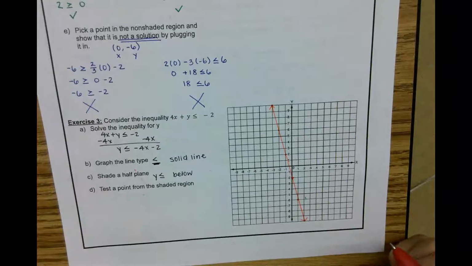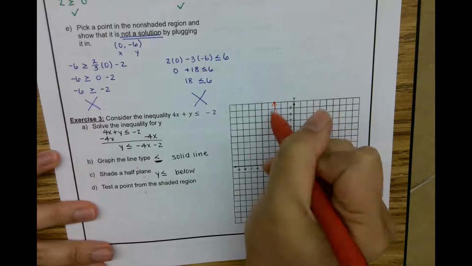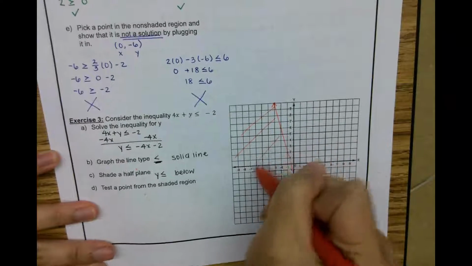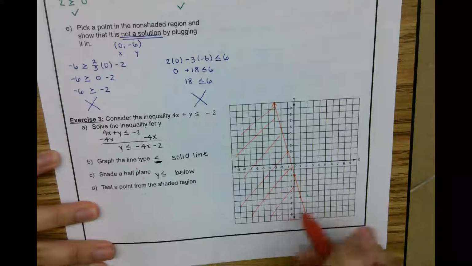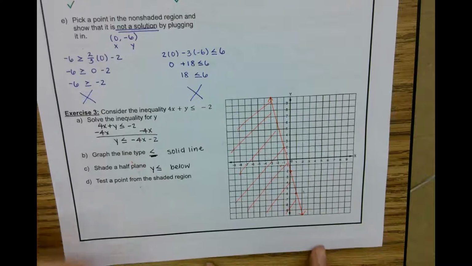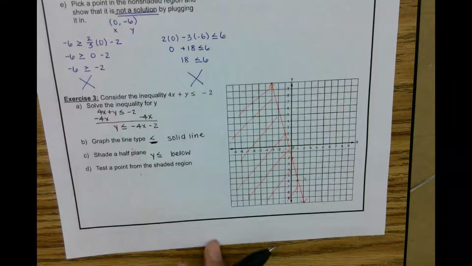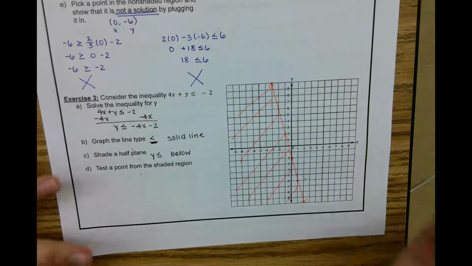Okay. And then because it's less than or equal to, I'm going to shade below. Then, just to test my shading, I'm going to pick a point. Any point that is in the shaded area works. You can pick any point you want.